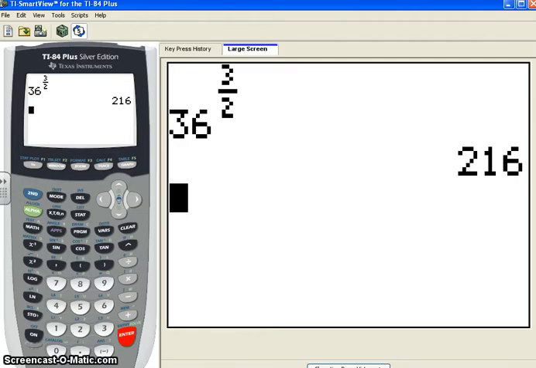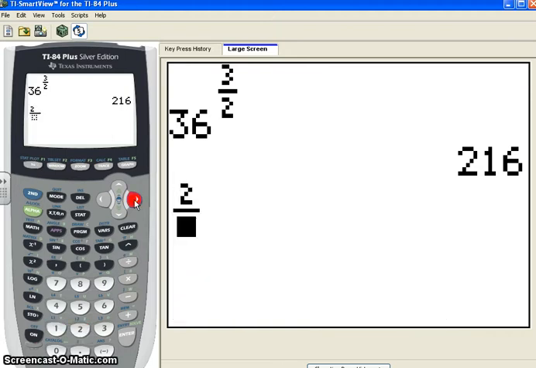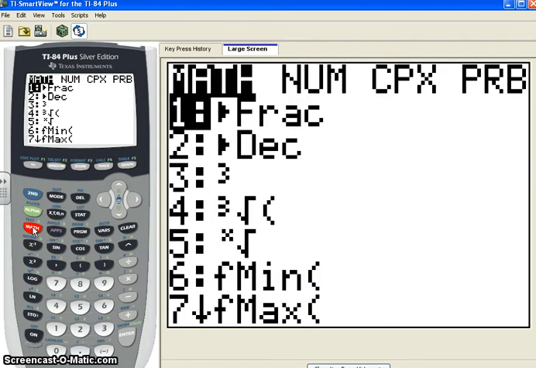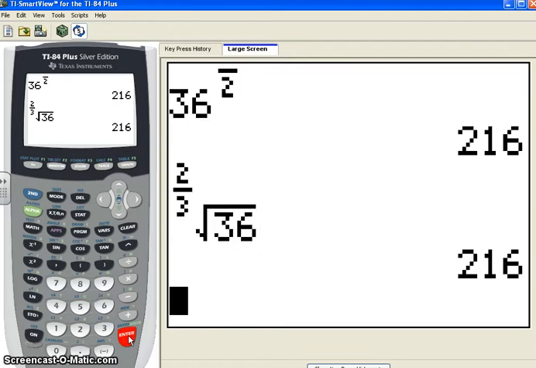So I'm going to type in 2/3, and then we'll go and get our x root from the math section, number 5. 2/3 root of 36 is equal to 216. Both methods give us the same answer.